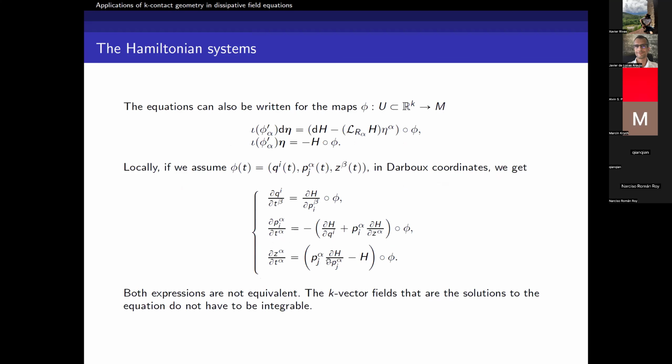And it is important to note that both equations for k-vector fields and for integral sections are not fully equivalent, because k-vector fields may not be integrable. So it is possible to have solutions which are k-vector fields, but don't have integral sections as a solution.